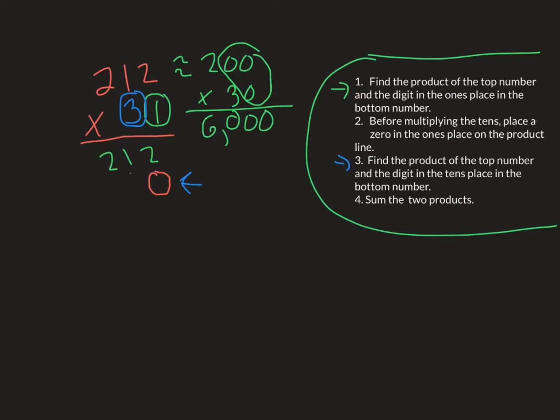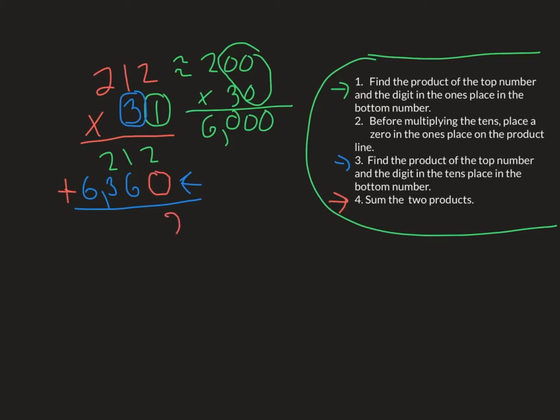So here we go. 3 times 2 is 6. 3 times 1 is 3. And 3 times 2 is 6. So 212 times 30 is equal to 6,360. Step 4, sum the two products.